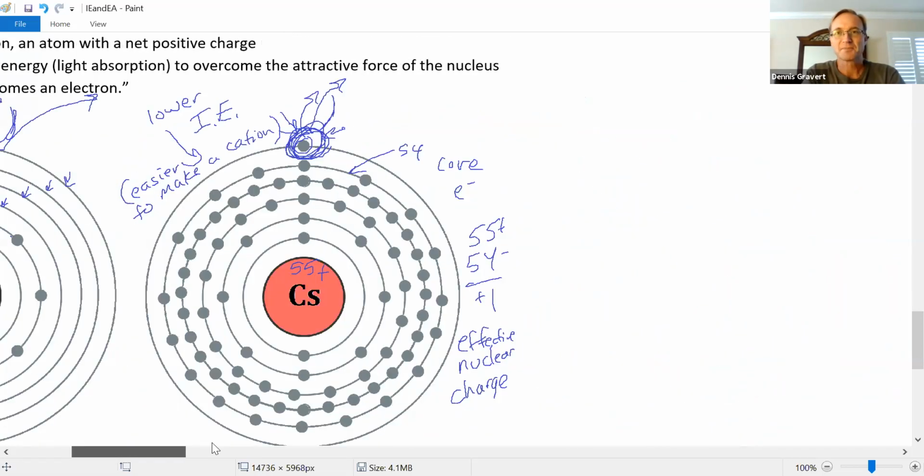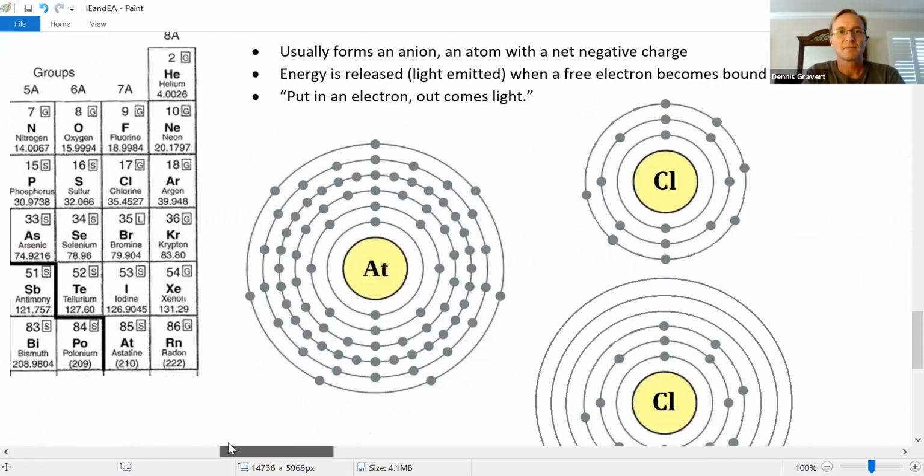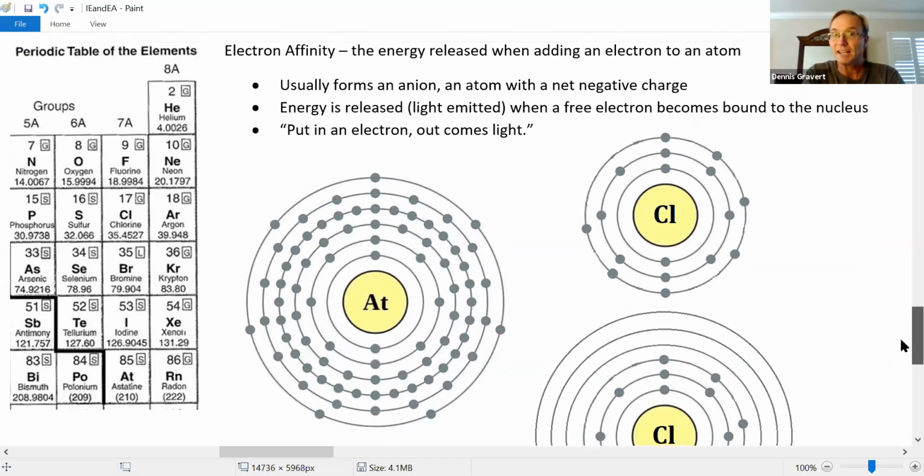What's the other case? Well, that's electron affinity. The atom has an affinity, an attraction, for that extra electron. We're going to form an anion. So I might ask, okay, well, let's think about this. I want to take the lazy way out. I want to make an anion easily.